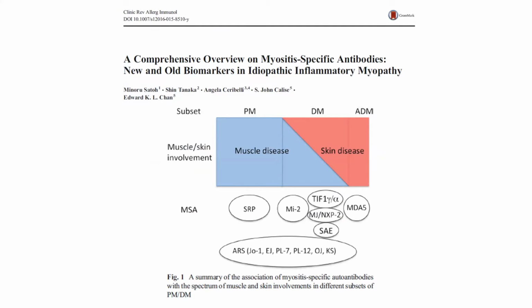So the interest and the weight of these autoantibodies in the diagnosis is still a little bit debated among myositis experts. For instance, you can see in this relatively recent review that SRP are classified among polymyositis, Mi-2 is somewhere between polymyositis and dermatomyositis, and all the antisynthetase autoantibodies are distributed between polymyositis and dermatomyositis.